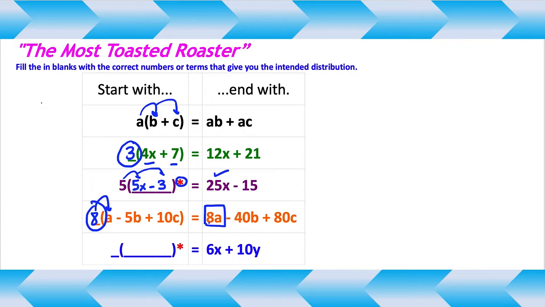Now the last one is going to be the trickiest of all of them because you have to figure out what to take out and then what to leave. All right, so we have a 6x plus a 10y. I can't take out any variables. What's the most I could take out of a 6 and a 10? It's kind of like reducing fractions. You kind of want to think about it that way.